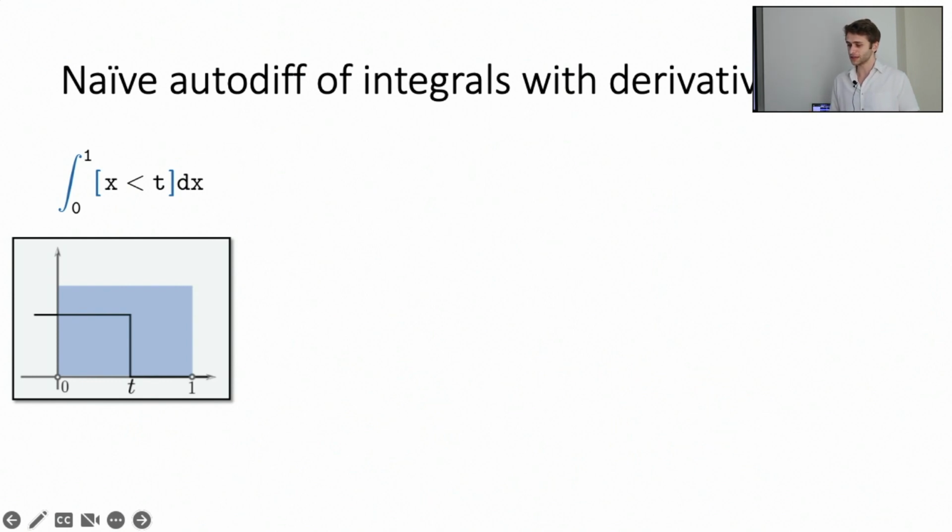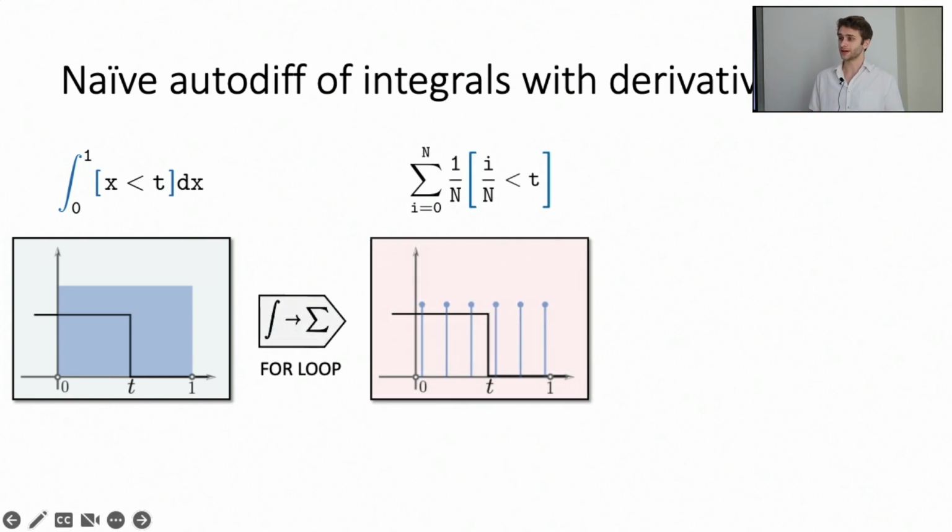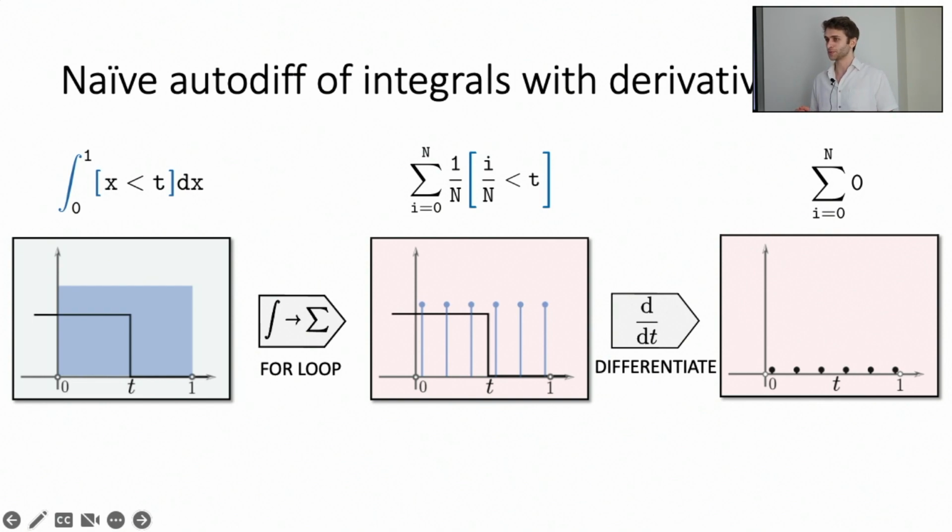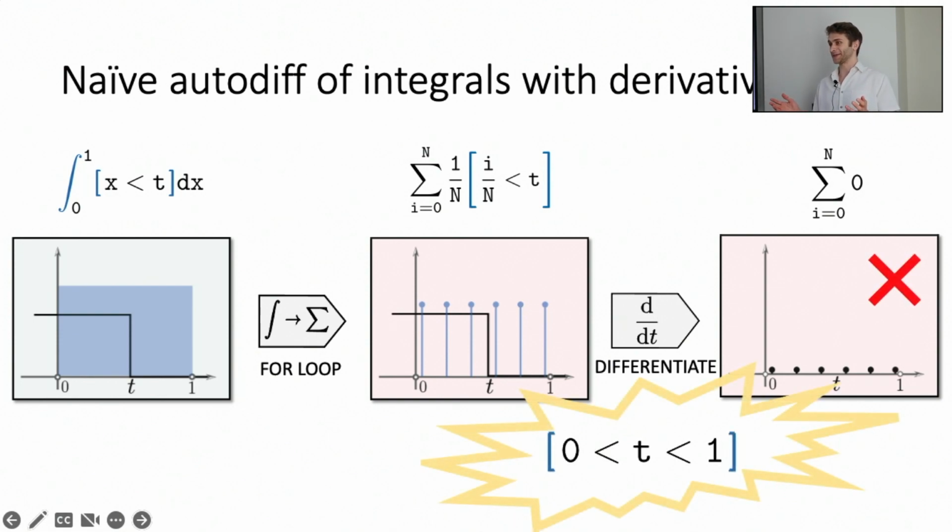So in practice, we can't compute integrals analytically. We have to use numerical techniques like quadrature or Monte Carlo estimation. And thus, practitioners often write the integral as a for loop over samples, and then differentiate each of these samples. The derivative is 0. Why? Because the function is constant at each of these sample points. Unfortunately, this answer is incorrect. So while autodiff in general is correct almost everywhere, even for discontinuous functions, this implementation doesn't encode the semantics of the integral, and therefore gives the incorrect answer.